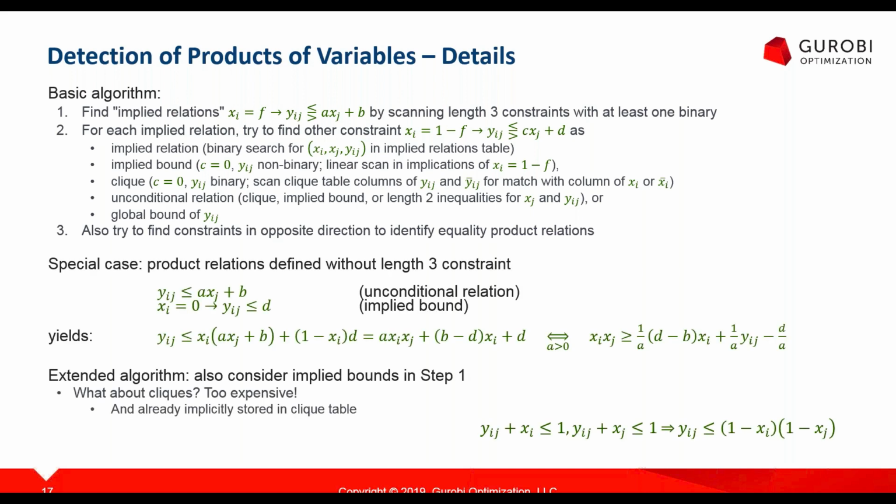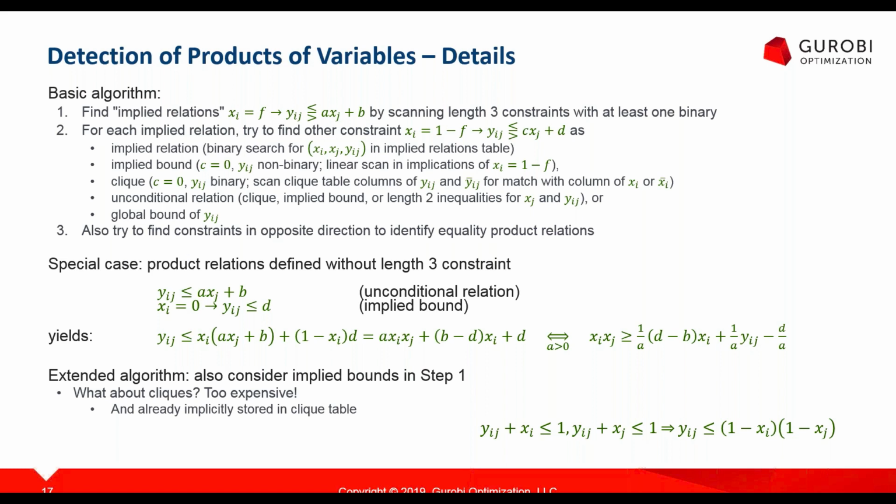There is another special case that I want to quickly mention, namely, it could be that you have a product relation that is defined by linear constraints without any length 3 constraint. So that means our basic algorithm would fail because it needs a length 3 constraint to start with. In this example, the product relation is given by an unconditional relation, Yij smaller or equal to A times Xj plus D, and an implied bound constraint, so that the binary Xi equals 0, for example, implies that the Yij is smaller or equal to D. And this also yields such a product relation that you can see here.